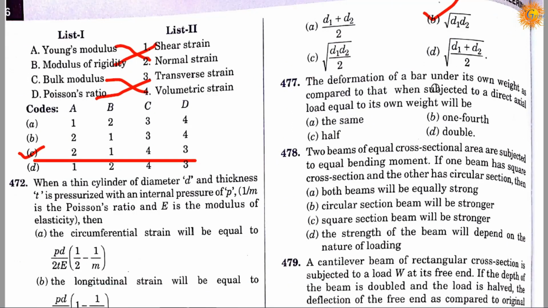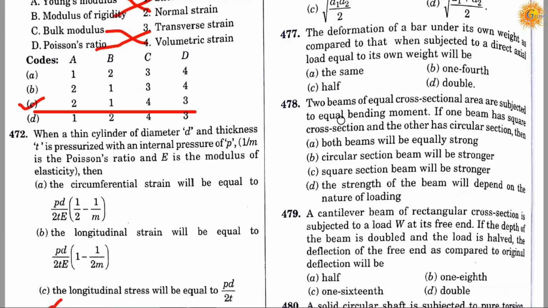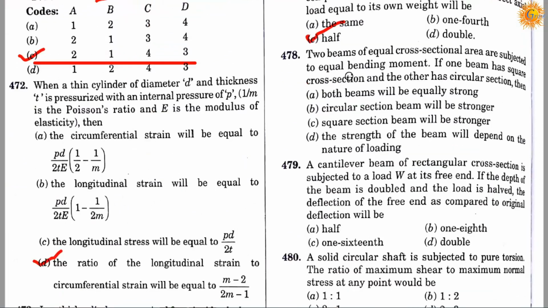The deformation of a bar under its own weight as compared to that when subjected to a direct axial load equal to its own weight will be: option A, the same; option B, 1/4; option C, half; option D, double. So the correct answer is C. It will be half.